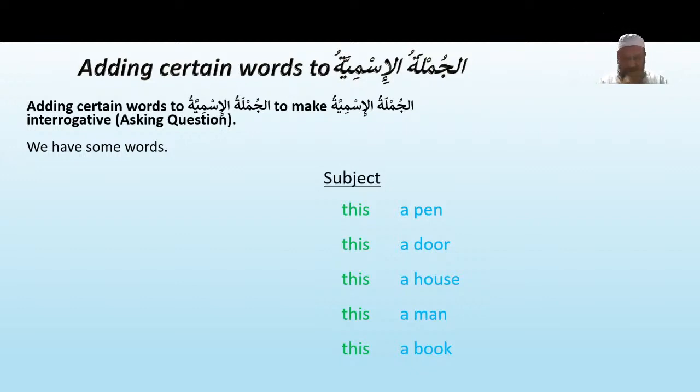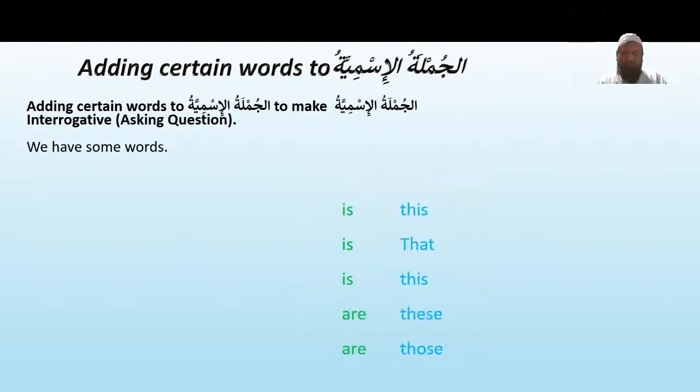So this will be the subject, and this side will be the khabar. We need a question word. So here is. So this question word makes the jumla ismiya interrogative. Is this a pen? Is this a door? Is this a house? Is this a man? Is this a book?